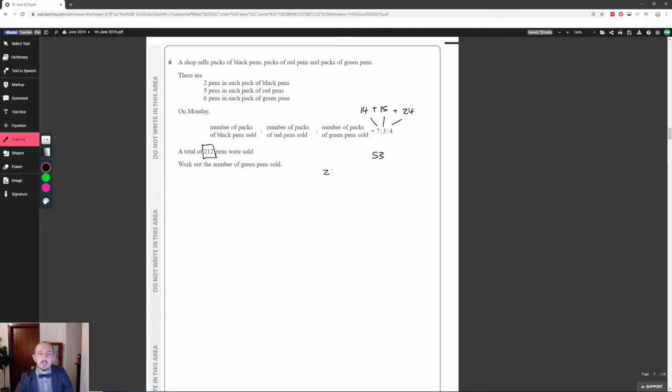So we're going to do 212 divided by 53, and that's going to be equal to 4. So we can scale up the number of pens that we have. This is kind of like when we did ratios, and this is the scale factor that we're using. The number of green pens that we had is 4 lots of 4, and then times by 6 there. Okay, so we're going to do 4 times 4 times 6, which is 16 times 6, which is 96.